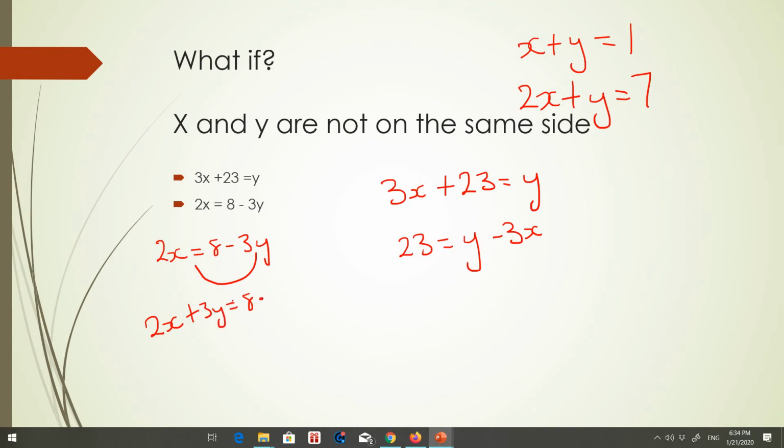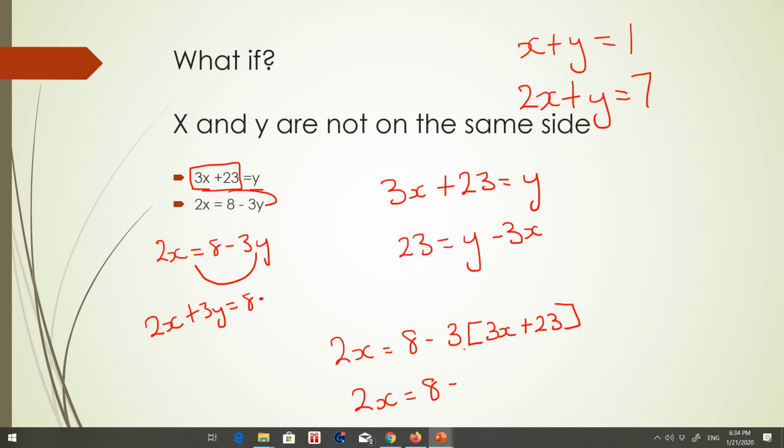Or you can just get your answer quickly. We already know that y, this is equal to y. So we can simply put it here. So we have 2x equals 8 minus 3 times y. What's the value of y? 3x plus 23. So we have 2x equals 8 minus, so let's open the bracket, 3 times 3x, 9x, minus, we still have minus, once you open the bracket, 3 times 23, that should be 69.